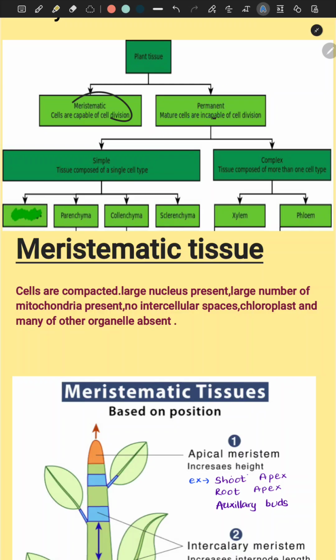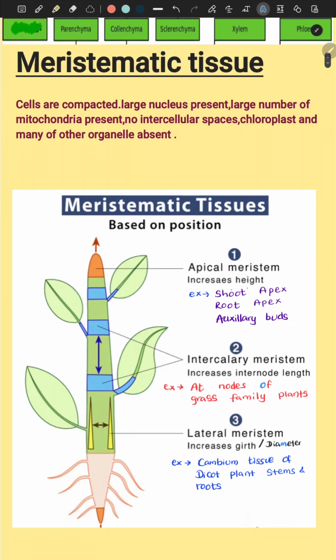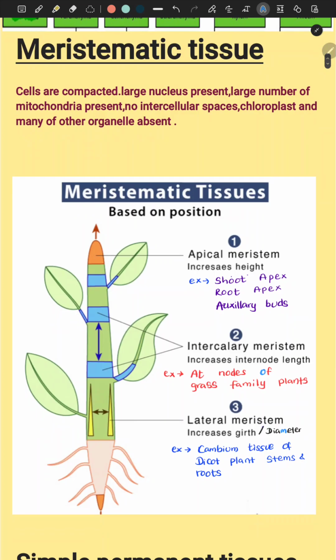The permanent tissues can be categorized further as simple permanent tissues and complex permanent tissues. The simple permanent tissues consist of one type of cell. Examples are parenchyma, collenchyma and sclerenchyma tissue. The complex permanent tissues consist of more than one type of cell. Examples for the complex permanent tissues are xylem and phloem.